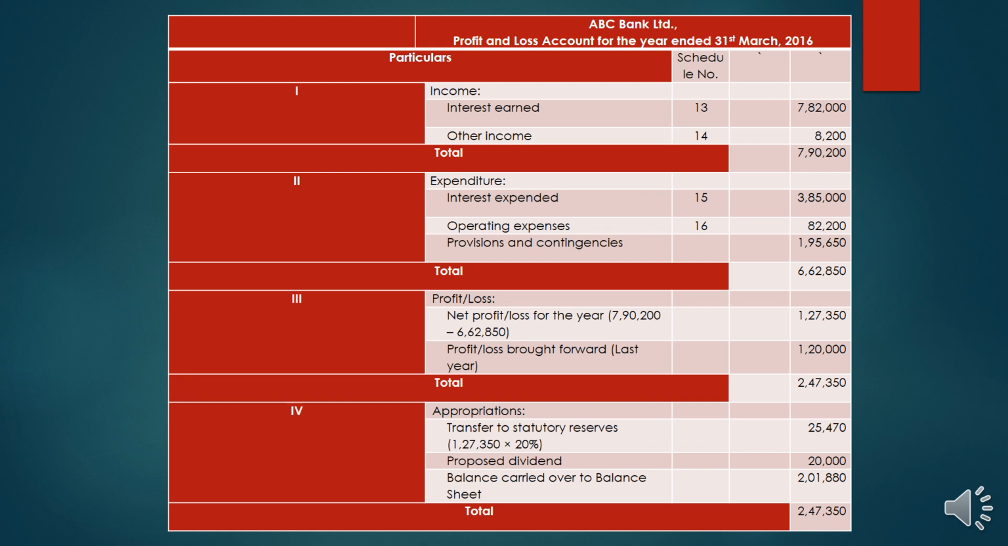So we should make the appropriation out of the profit. First, transfer to statutory reserve. 20% of the current year profit should be transferred to statutory reserve. Proposed dividend 20,000 and the remaining balance to be carried forward to balance sheet.